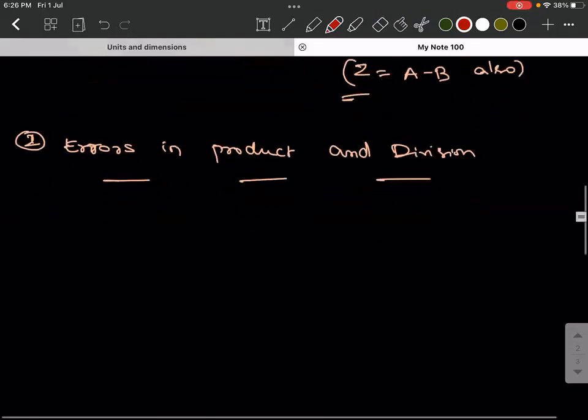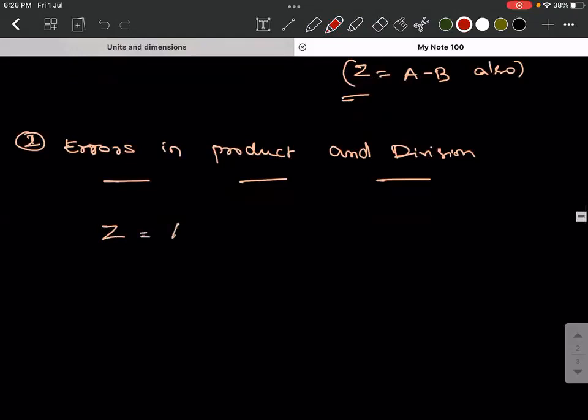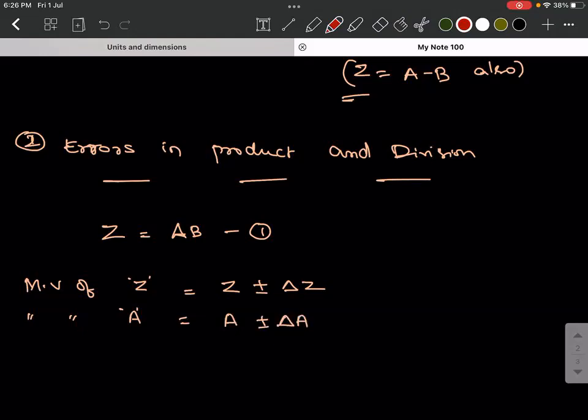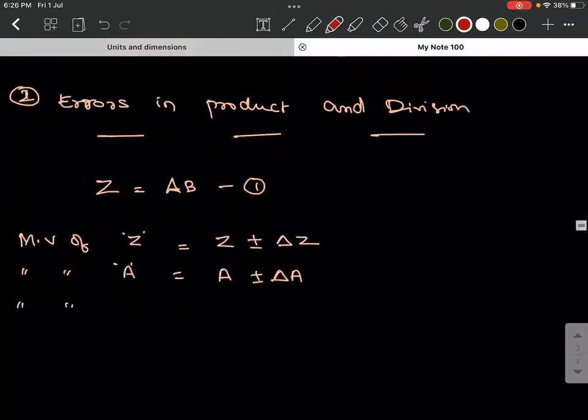So, what is the meaning of this? If z is equal to a into b, I'll call this equation number 1. Then, what is the measured value of z? Z plus or minus delta z. Measured value of a plus or minus delta a. Measured value of b plus or minus delta b. Is it right?